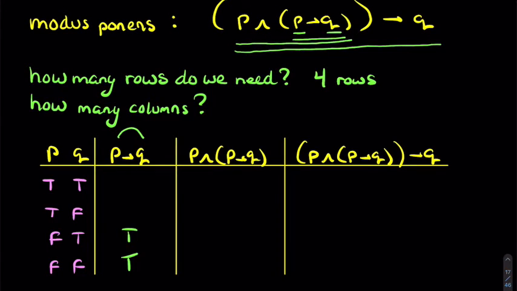Okay, let's find a place in which P is true and Q is false. That only happens in row 2. So it's going to be false there. And then if both are true, of course, the conditional is true.